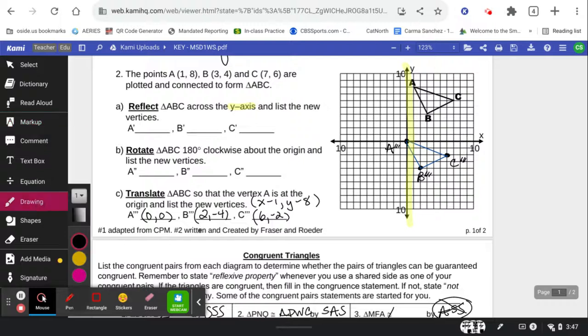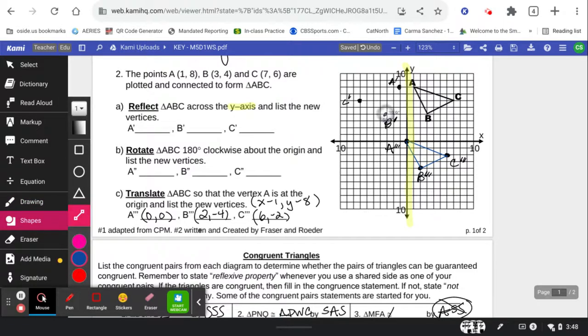So I'm going back to the original triangle to reflect. So A is 1 away from the axis. So A prime is going to be 1 away in the other direction. C is 1, 2, 3, 4, 5, 6, 7 away. 7 away, C prime. B is 1, 2, 3 away, so B prime is 3 away on the other side. Go ahead and grab your straight edge. Connect it. When you do a rigid transformation, you should have a triangle of the same shape and size.